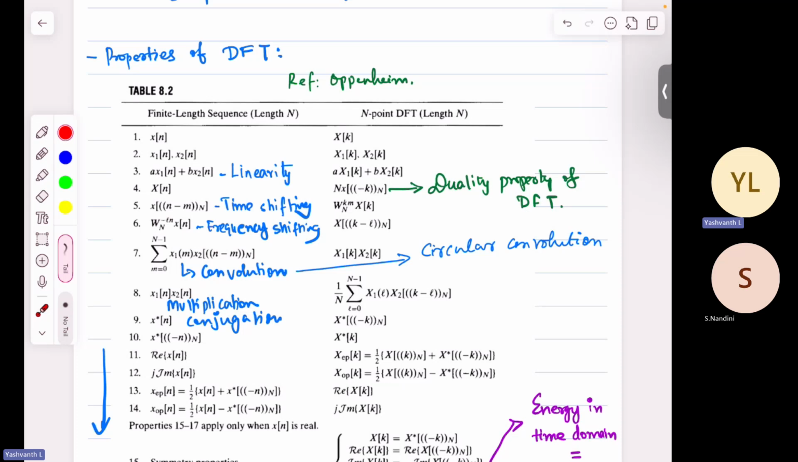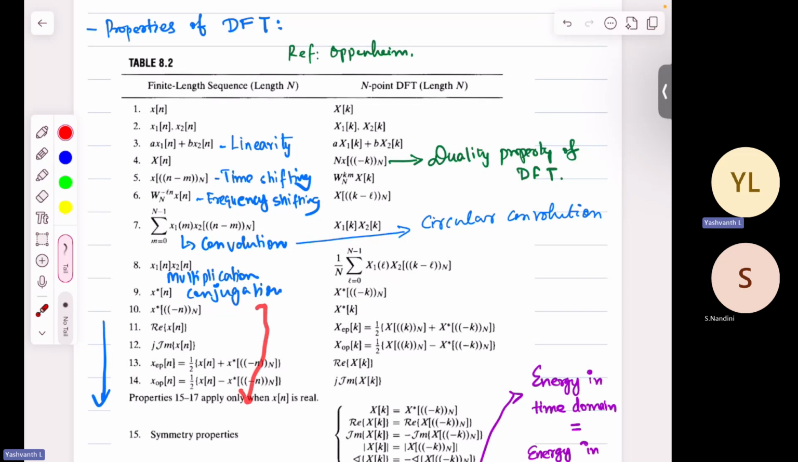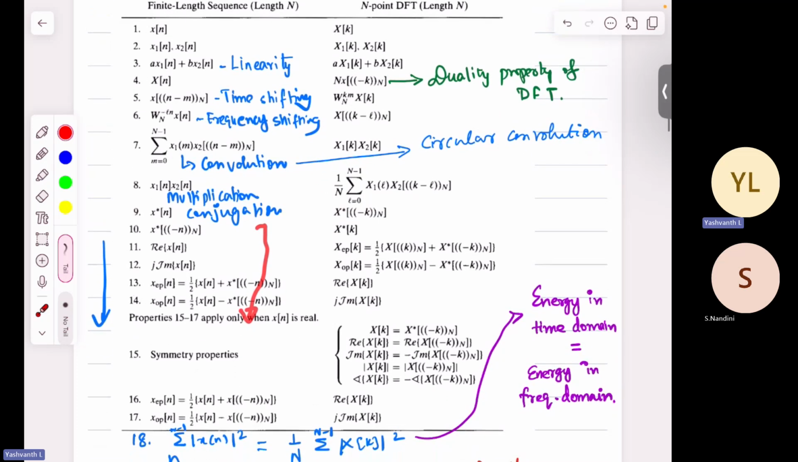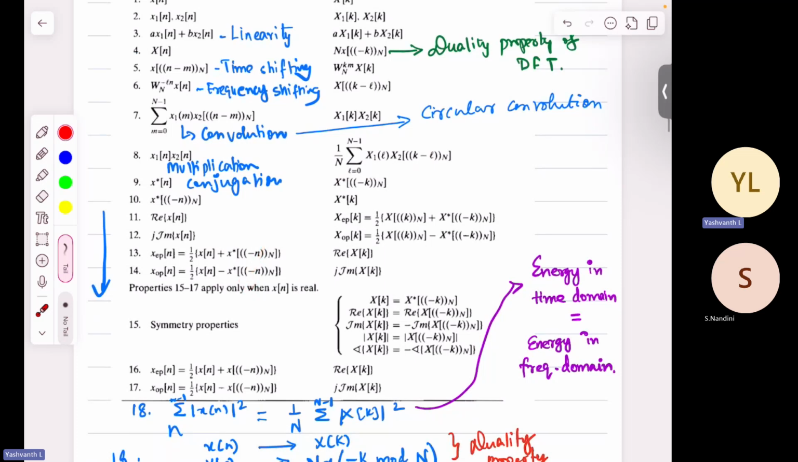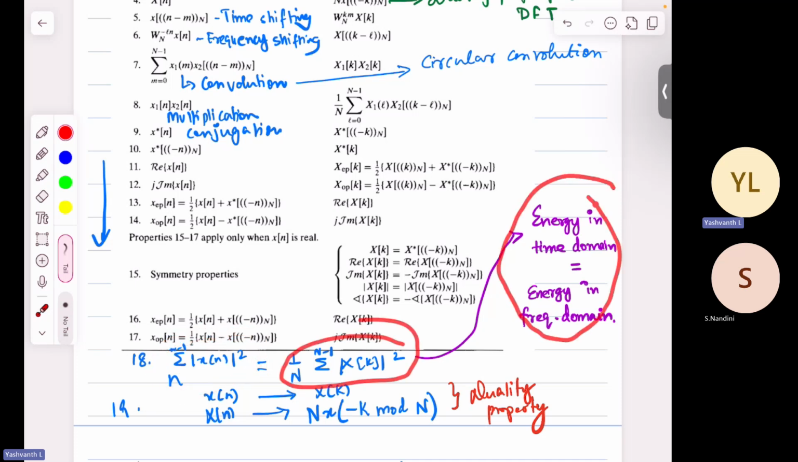Now, the multiplication property says that if you multiply two time domain signals, the corresponding DFT will be a circular convolution of the corresponding frequency domain signals. Now, conjugation says that x conjugate of n will have the DFT capital X conjugate of minus k mod capital N. Okay. Similarly, you can go through the other aspects also. I have taken it from the Oppenheim book only. Again, the famous Parseval's theorem says that the energy summed over the time domain is the same as the energy in the frequency domain. So that's basically called Parseval's theorem.